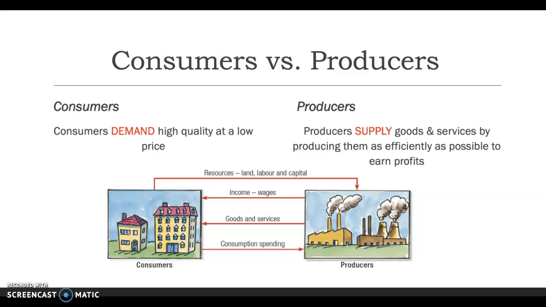Now let's take a look at consumers versus producers. You got consumers who demand high quality goods at a low price, and producers who supply goods and services by producing them as efficiently as possible to earn the maximum amount of profits. This looks sort of similar to our circular flow model where we talk about the households and the producers, but we're going to start referring to those households and businesses or firms as demanders and suppliers. So demanders, of course, want goods at a low price, where suppliers want to sell at a high price, basically.